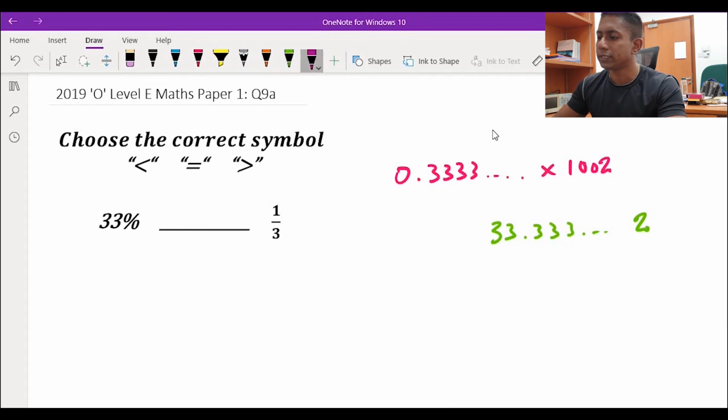Okay, and on the left hand side I have 33%. So comparing these two numbers, we can say that 33% is lesser than 33.3333 and so on percent. So the correct symbol for this would be less than.